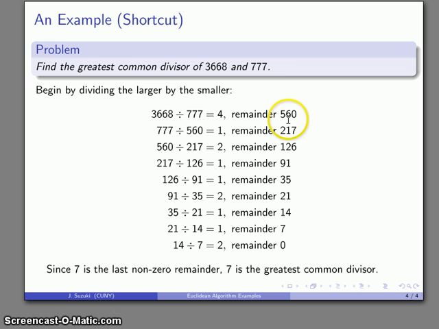And we might stop here and look for our greatest common divisor among the divisors of 560, or maybe stop here and look for the greatest common divisor among the divisors of 217, and so on. We don't have to go all the way to the end. At any point where we deem that we have a number that's easy to work with, we can stop at that point and look for our greatest common divisor.